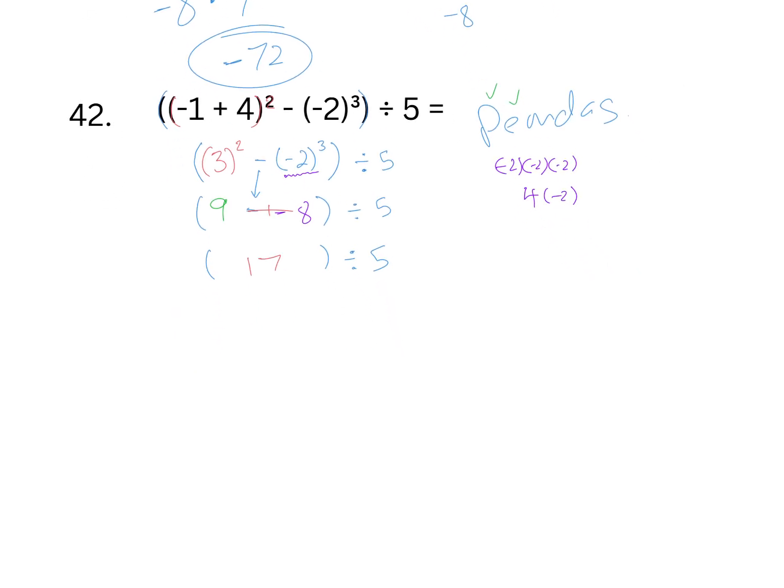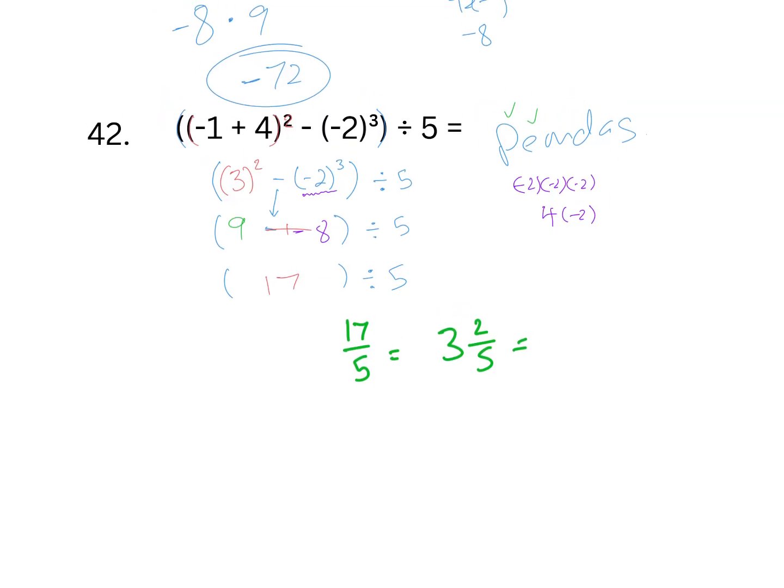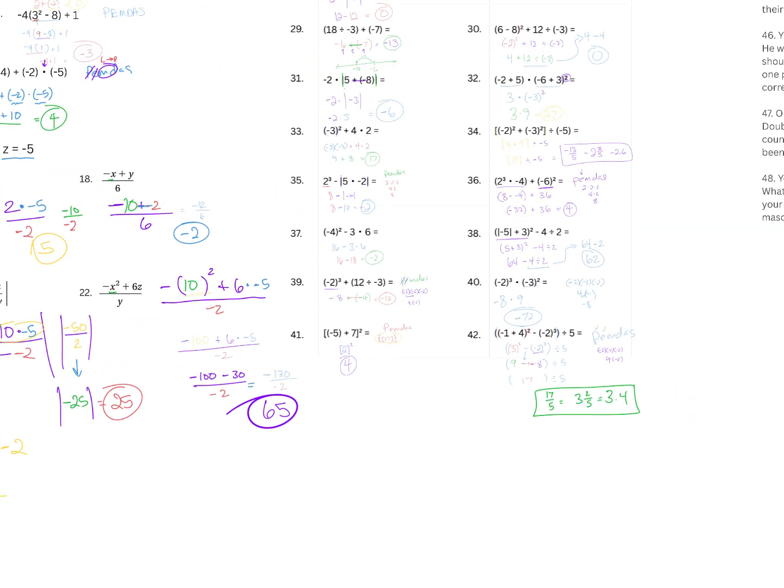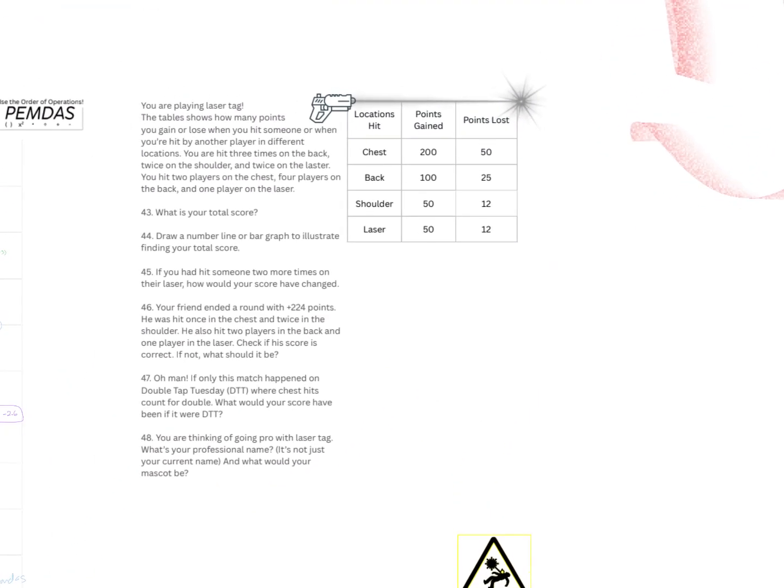And now we have reached our second and final ugly looking answer. 17 over 5, which could also be, let's see, 3 2/5, which could be 3.4. Any of those are acceptable. So check it out. We did all that. And now this might seem like it's going to be crazy, but you got this.